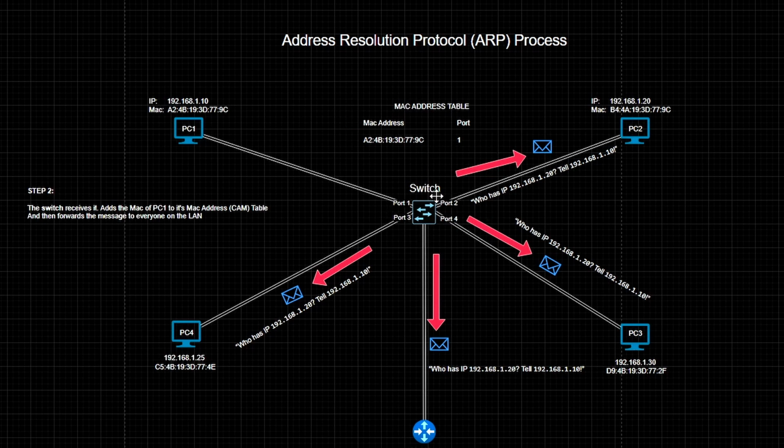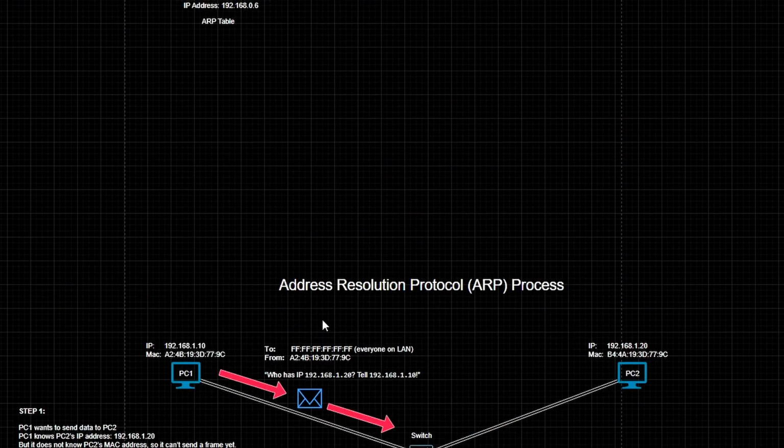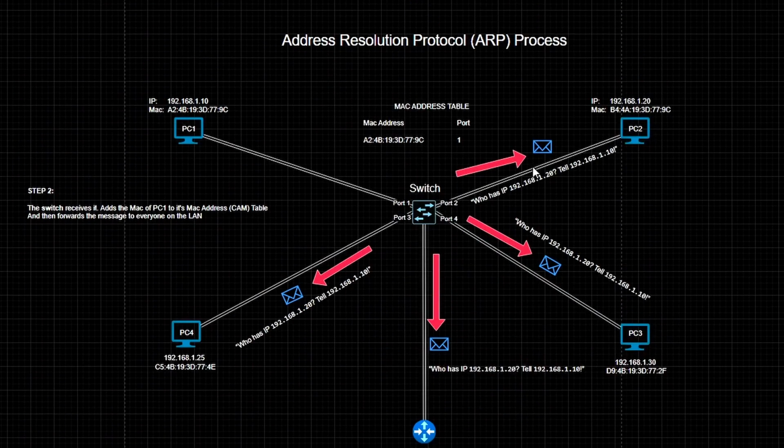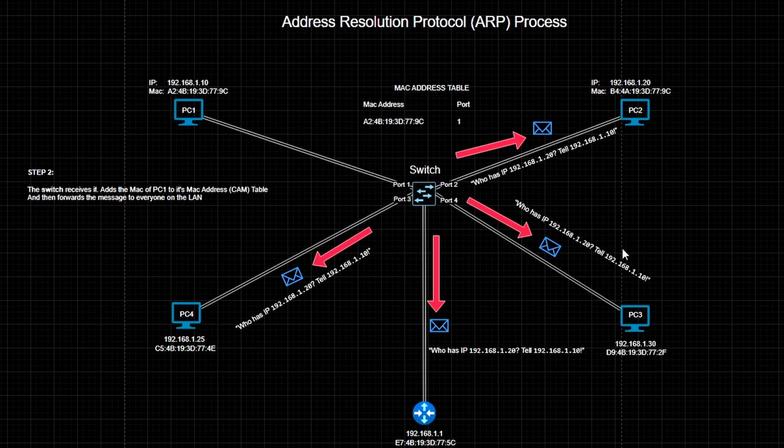And then what the switch will do, because the destination MAC address is a broadcast MAC address, it will send that message to everyone. It will forward it to everyone, okay? And the message is still there: who has 192.168.1.20? Could you tell 192.168.1.10, PC1, in short? And you see all of them receive the same message.